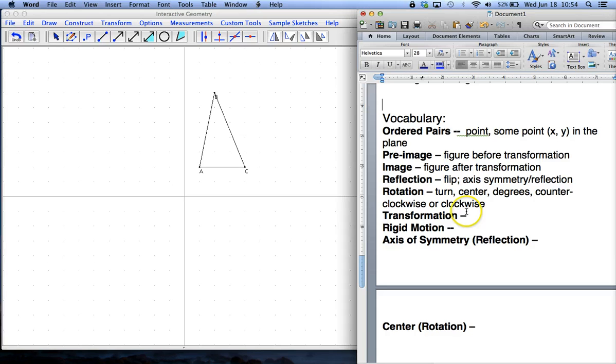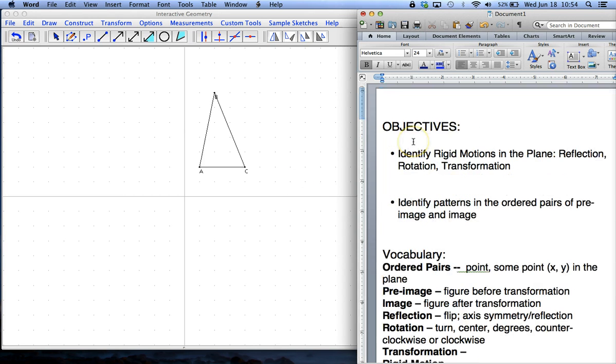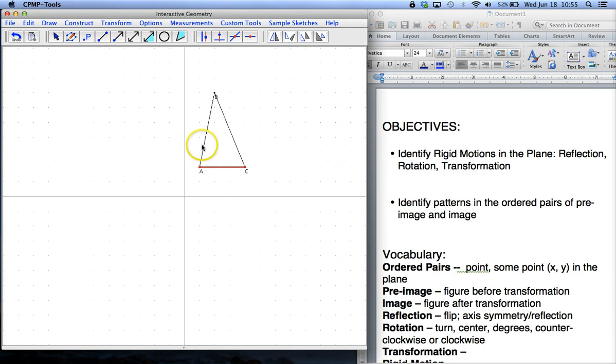Translation is perhaps the easiest, let me go ahead and remove these actually. It's perhaps the easiest kind of transformation that we'll do. So think about walking in a city. You talk about the number of blocks you go, maybe north or south, and then you talk about the number of blocks that you go east or west. You do sort of the same thing when you're talking about a translation.